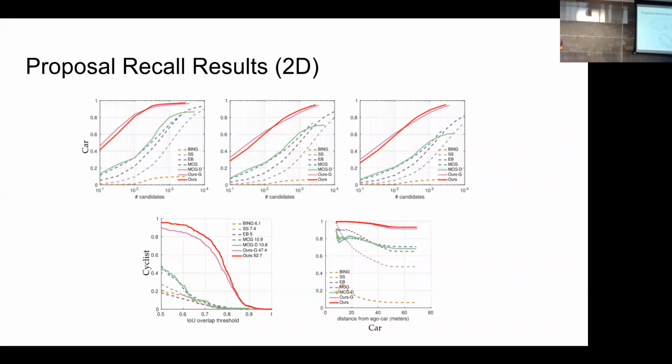Another really interesting performance boost they made was in the cyclist recall rate. If you look at the fourth diagram, it's a measure of recall versus the intersection over union overlap threshold, and we can see very significant improvements over other proposal generation methods. Lastly, when we plot distance versus recall, we also see quite a significant boost; it's still able to get a lot of detections further away as well.